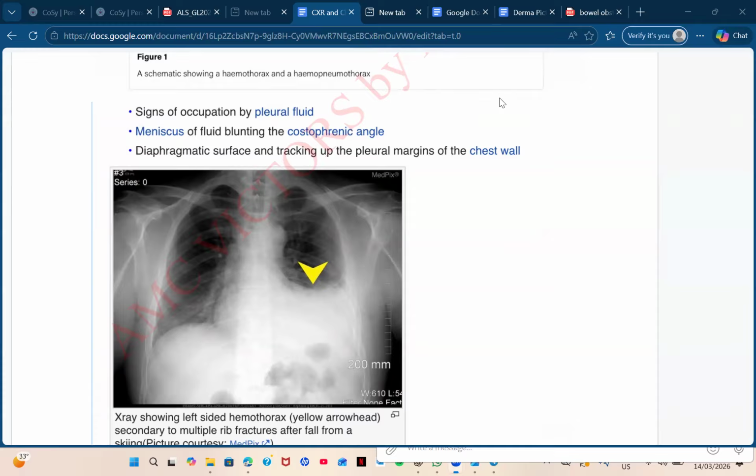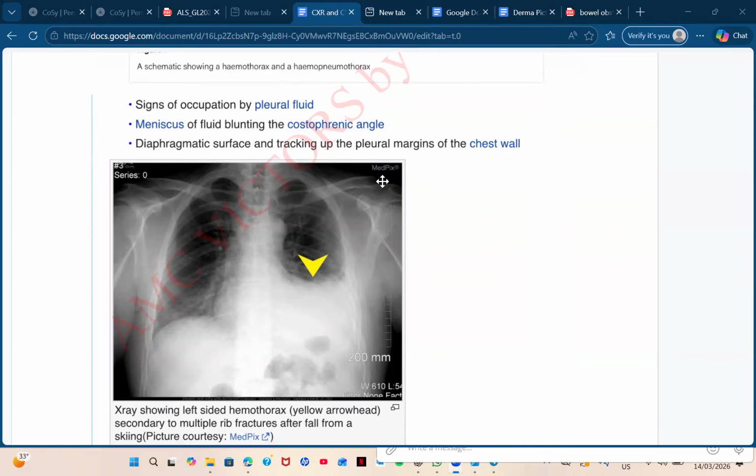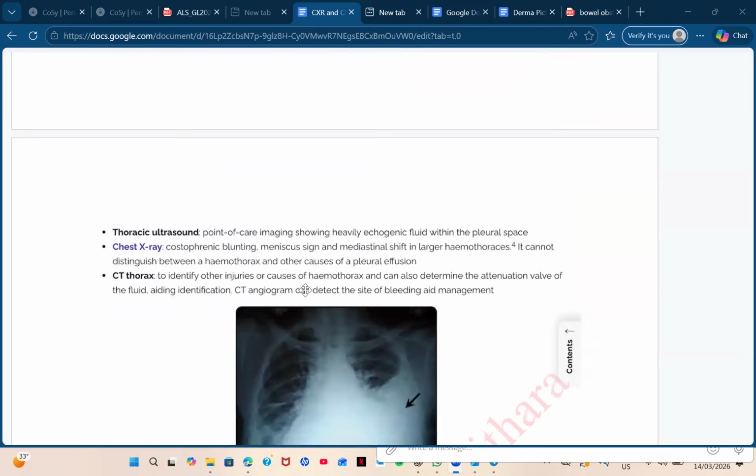Yes, here you can see this meniscus of fluid, blunting of the costophrenic angle, right? Fluid blunting the costophrenic angle. Here, the diaphragmatic surface and tracking up the pleural margin of the chest wall. Here, you can see the meniscus sign.